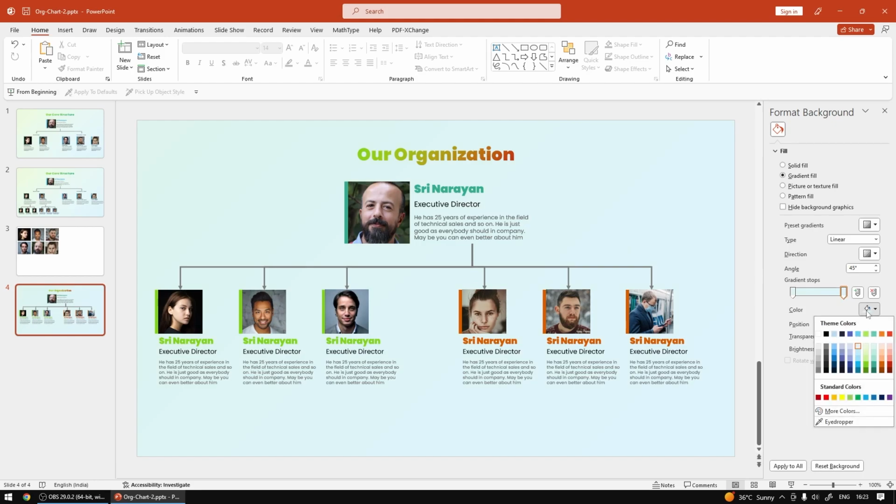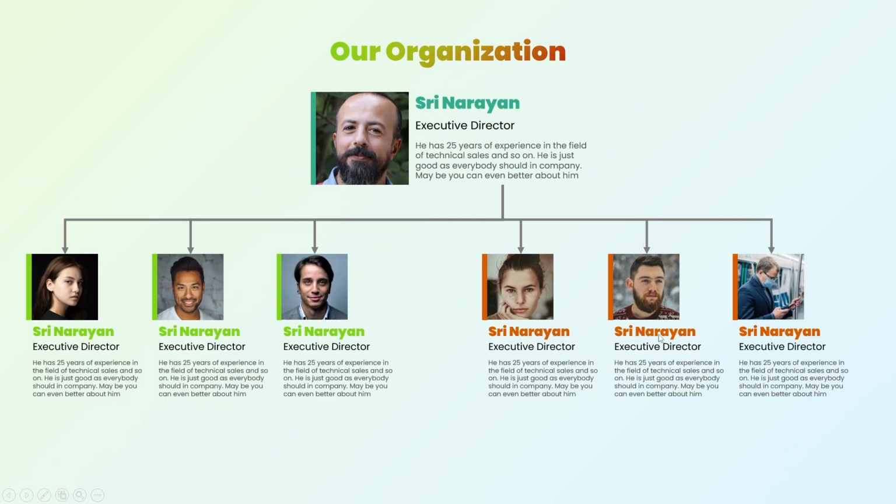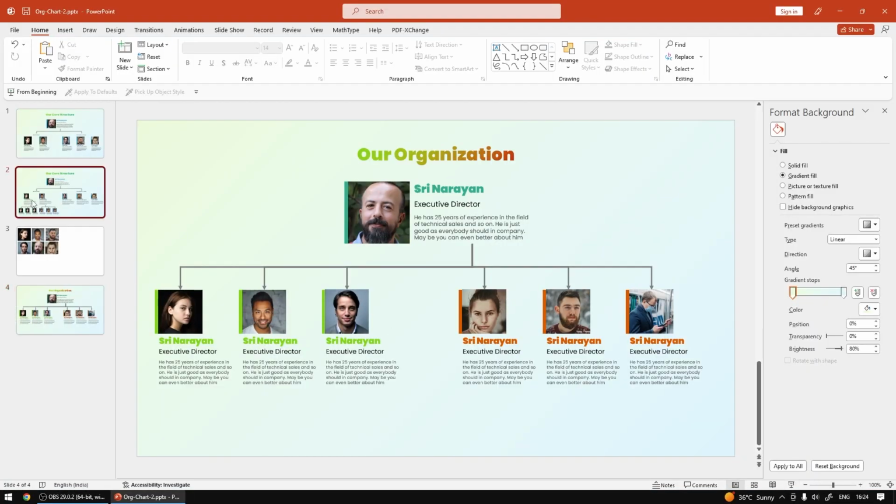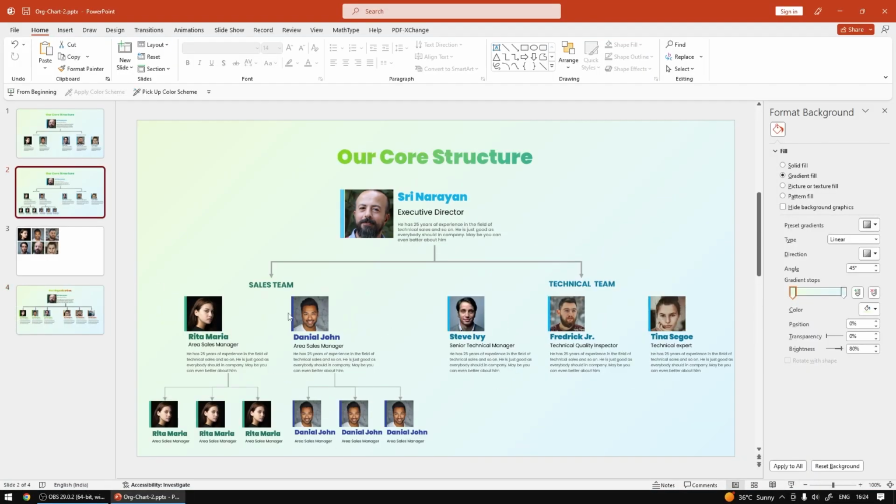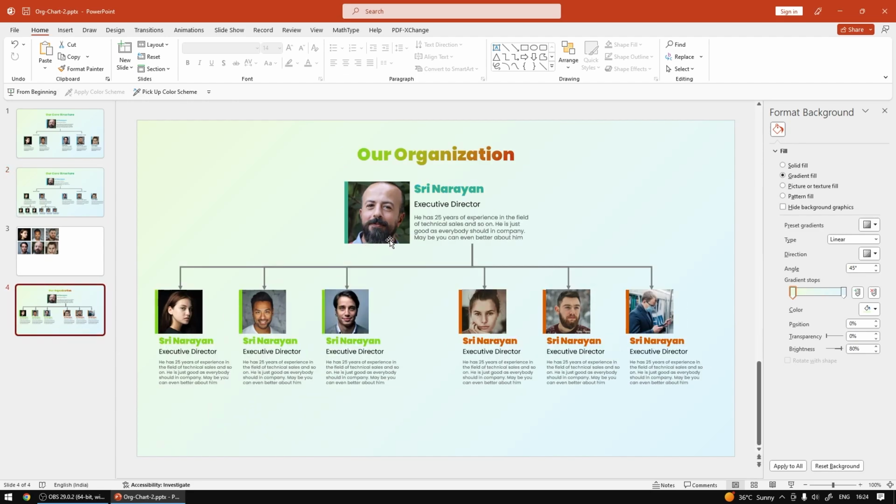Something bluish, and here I can go with green. Now you can see the design looks quite neat and clean. Maybe you can just change the name. I'm just saving time over here. In a similar way, if you want to add below people, like another level of people, you can add that as well. So now it's time to animate this.